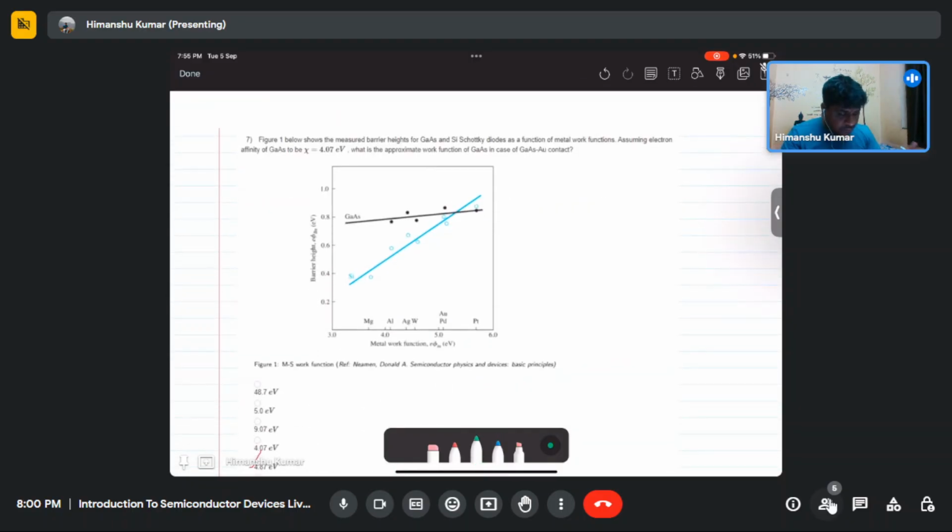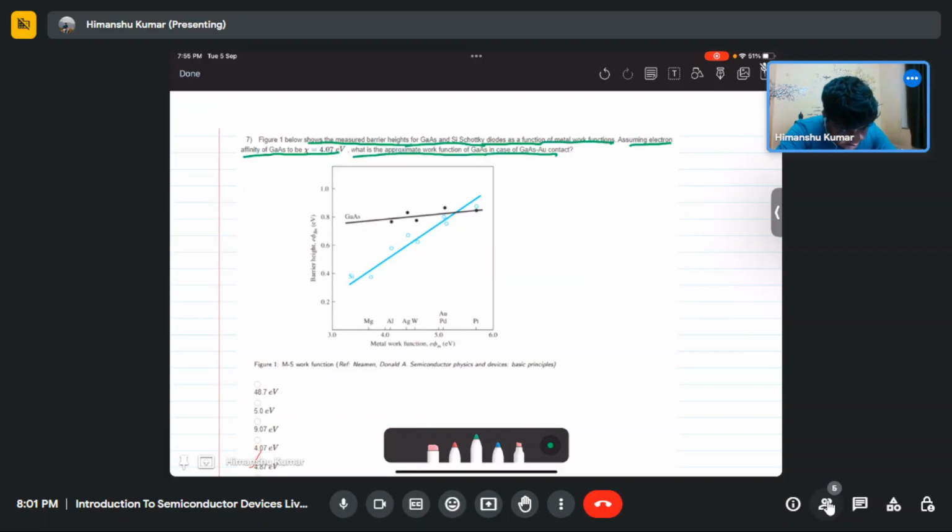So the figure below shows the measured barrier heights for gallium arsenide and silicon Schottky diode as a function of metal work functions. Assuming electron affinity of gallium arsenide to be 4.07 electron volt, what is the approximate work function of gallium arsenide in case of gallium arsenide AU contact?